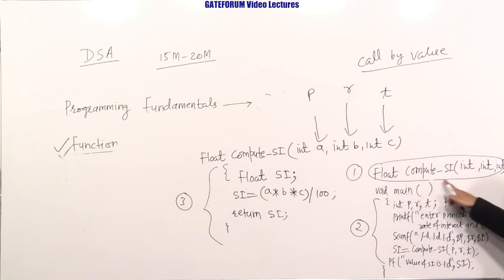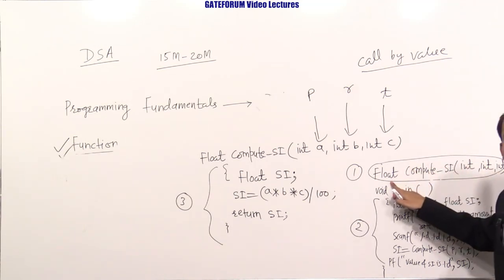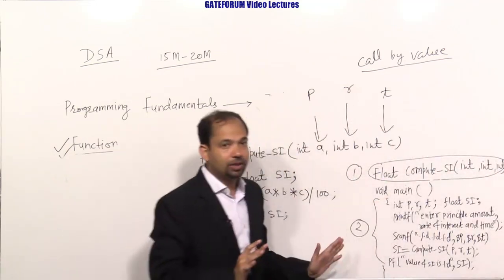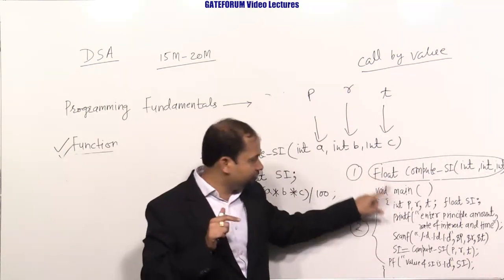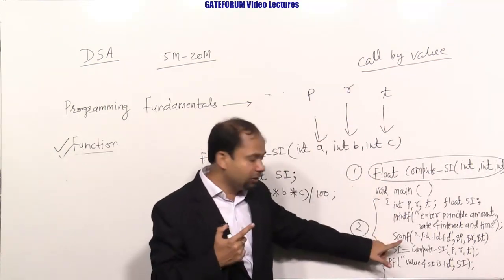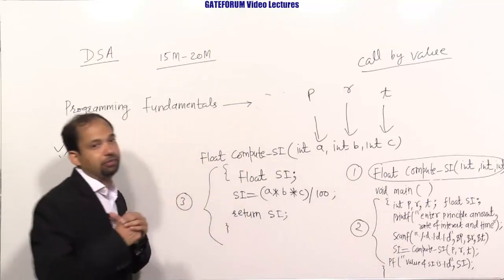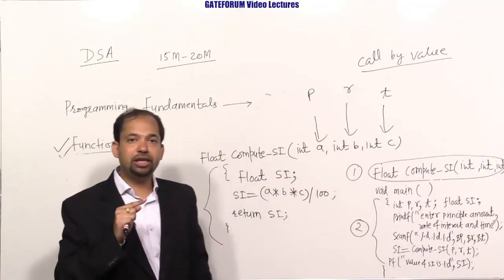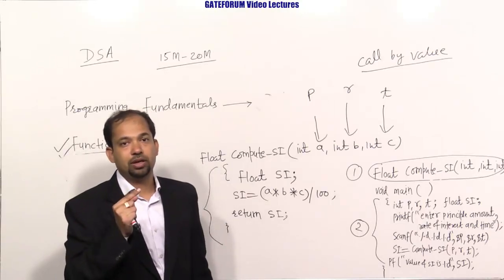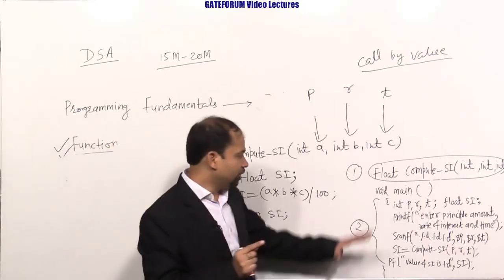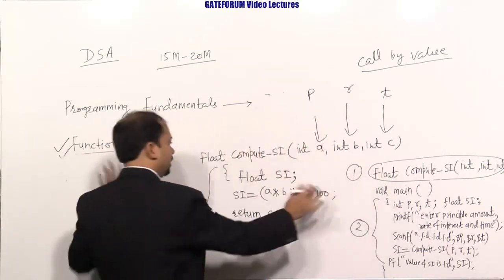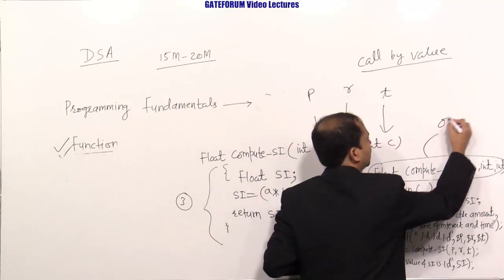This means compute SI is a function name, and it accepts 3 integer parameters and returns a float variable. So if we define the function later than the call, here what we did: first we declare the function, then we call the function, and then we define the function. So in this manner we need all three things. But if we define the function before the call, if you keep this block above this, then this statement can be optional.